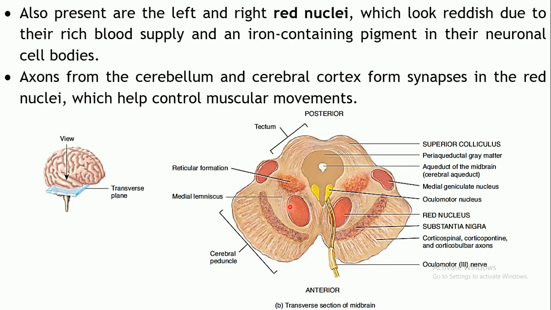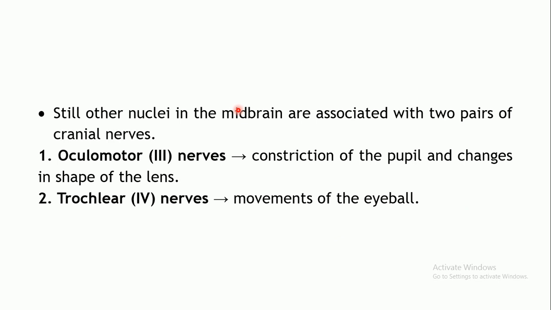Also present is the red nucleus on either side. There are two red nuclei which look reddish due to the rich blood supply and also iron containing pigments. Axons from the cerebellum and cerebral cortex form synapses in the red nuclei. This will help you to control the muscular movements.